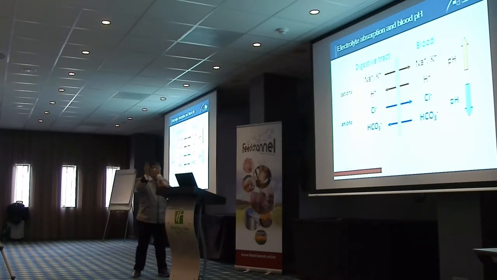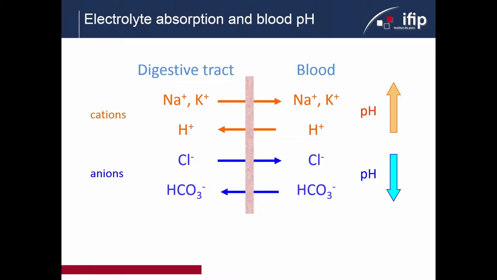Well, just some brief information. We will be interested in some electrolytes today, and we will focus mainly on sodium and potassium. When there is an absorption of these electrolytes in the blood, it contributes to an increased pH. In contrast, when we consider chlorine, it will help to decrease pH.